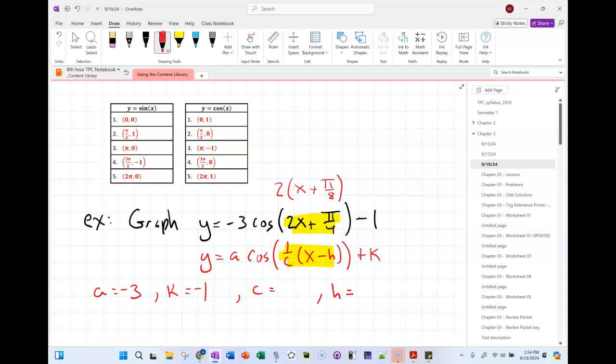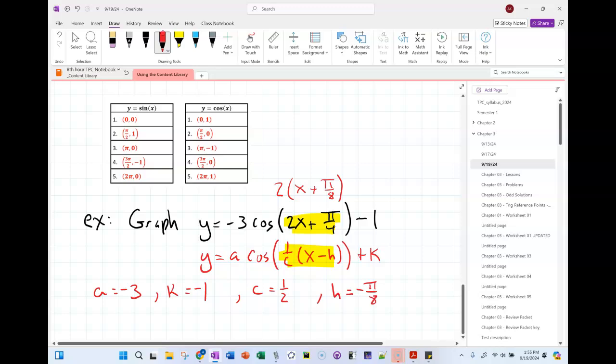Everybody's okay? All right. What's my C then? Very good. The reciprocal of 2. And what's my H? Close. Negative pi over 8. The H is always the opposite sign of what it looks like in the equation. So far, so good? Yes, Coles. It's the reciprocal. Because the formula is 1 over C. So regular C is just the reciprocal.